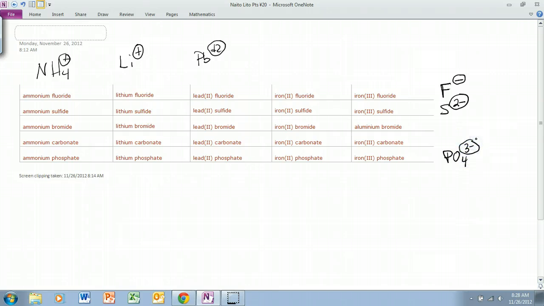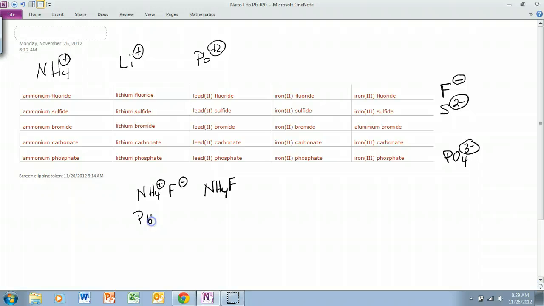So let's go ahead and put these together. Here we have ammonium, NH4 with a +1, and fluoride with a -1. If I put these two together, their charges balance. I have 1 to 1, and so the formula would just be NH4F. Lithium would be the same way. I'll skip that one, it's fairly simple.